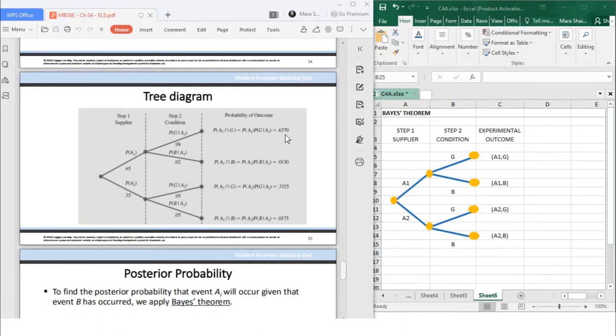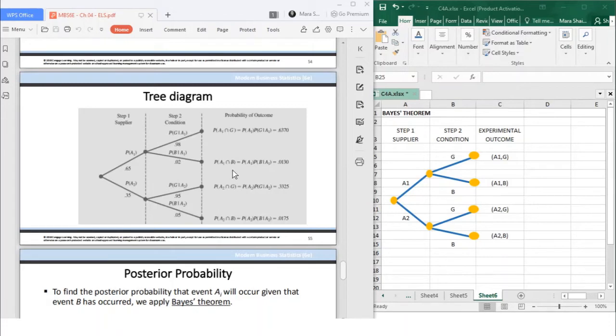is now the 63.70% probability that you receive a good part from supplier 1. Now, there is a 1.3% probability that you get a bad part from supplier 1. There is a 33.25% probability that you get a good part from supplier 2, and a 1.75% probability that you get a bad part from supplier 2. Again, that is your intersection.